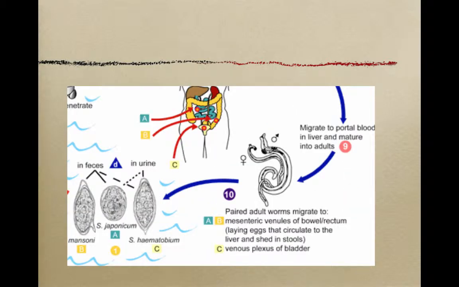Now, the real problem and pathology that comes in humans is that these eggs sometimes don't make it out of the bladder or out of the intestines and can actually get stuck somewhere, either in the bladder wall, the intestinal wall, or get washed back up through the portal circulation.